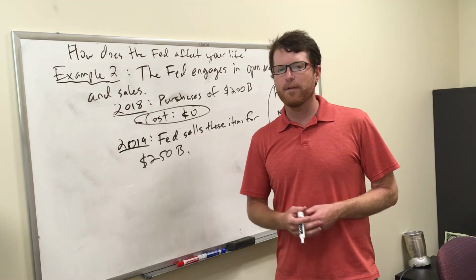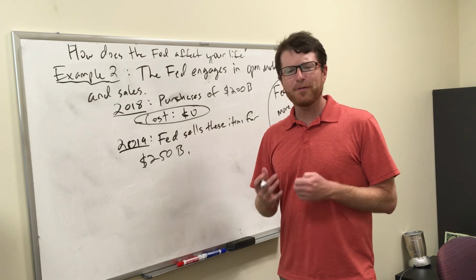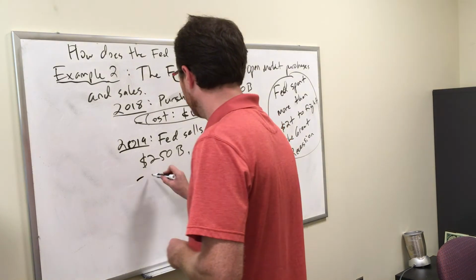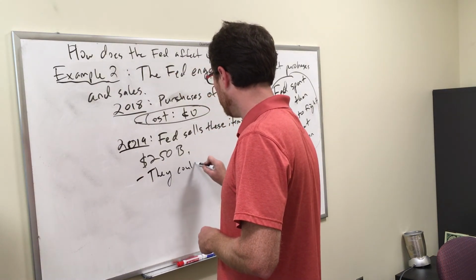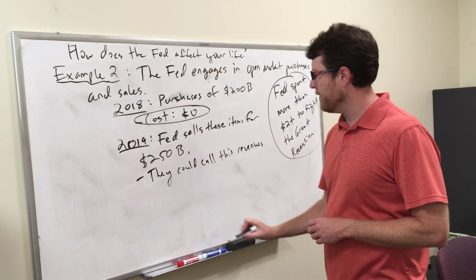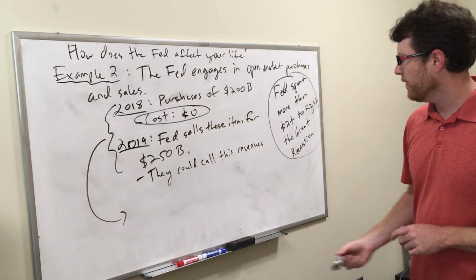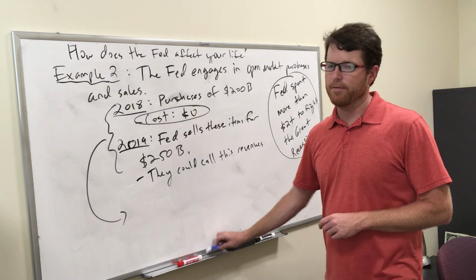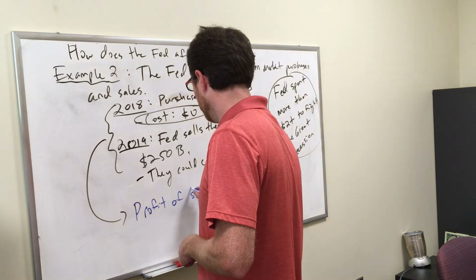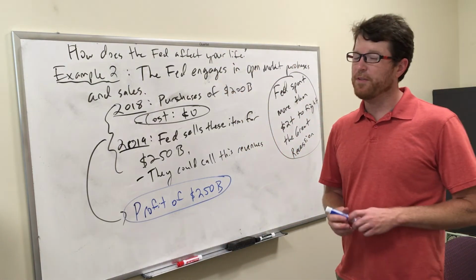They can just wipe this money off the board and say it doesn't exist. But what if they still want this money to exist? What if they don't want to get rid of this money? Then the other thing they could do is call this revenues. And if that's the case, then what the Fed has basically done between those two transactions is generate a massive profit. And it's a profit of really close to $250 billion.